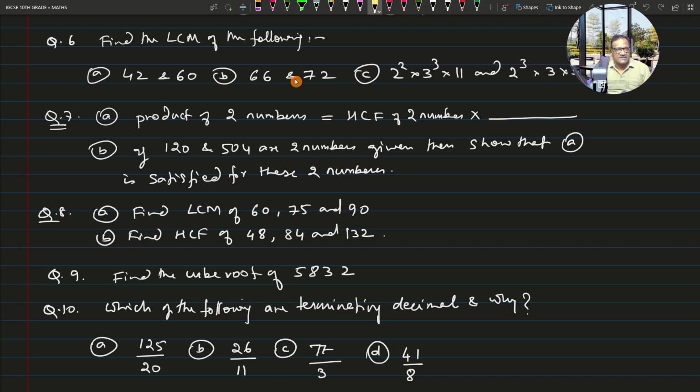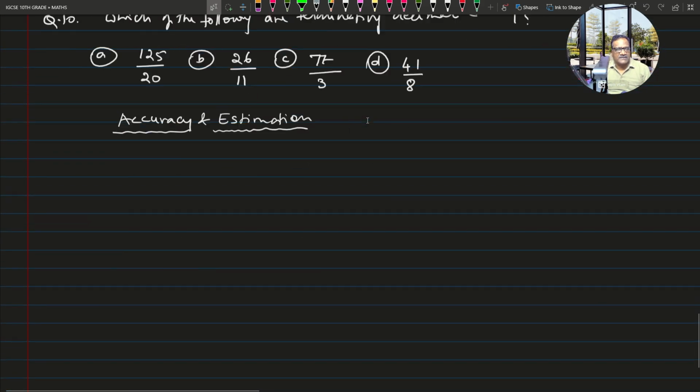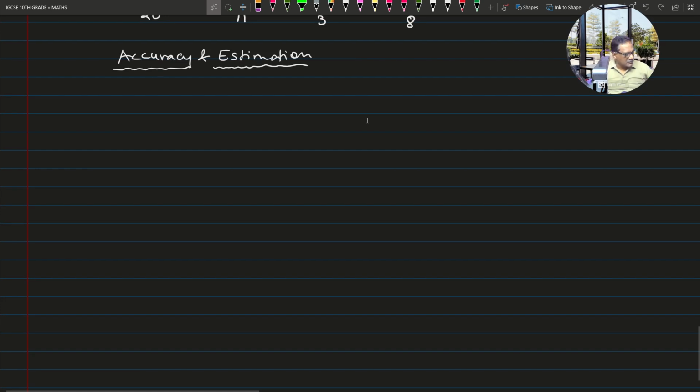Okay. So the first one is 42 and 60. So let us go for that. First, I'll show you how it works manually. Okay. So manual means without calculator, right?